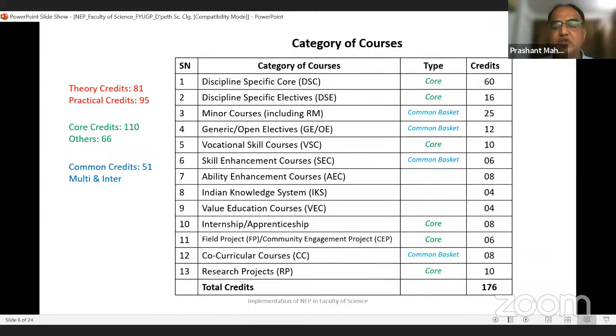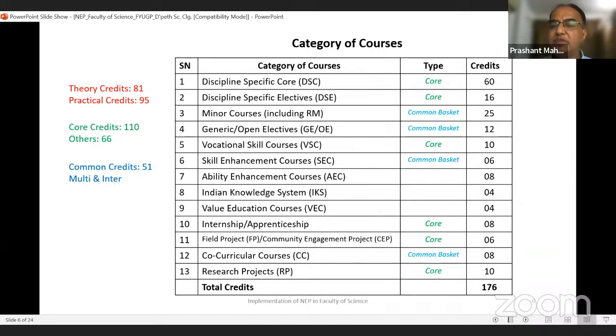Now, if you see this consolidated table, though the GR says that we have 7 verticals, for easy understanding I say that we have 13 verticals. Number 1 is discipline specific core. Type is core, number of credits are 60. Discipline specific electives, number of credits are 16.